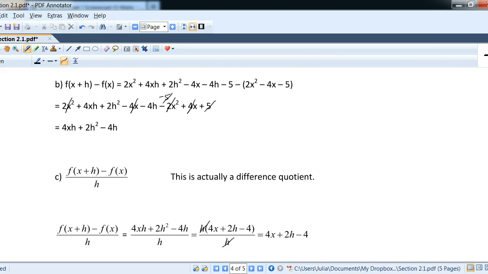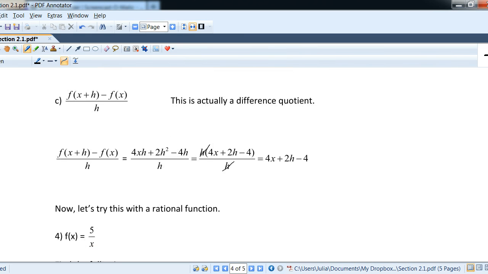How do we do this? Well, we've done the hard part. Notice how the top part is what we did in part B. And so I'm going to copy it right here: 4xh plus 2h squared minus 4h. And we basically divide by h, which the easiest way is probably to factor h out and cancel the top and the bottom. So we end up with 4x plus 2h minus 4. And what we've done is essentially the derivative, except the h will go to 0. So the h portion will go away. And we'll see how that plays out in the next chapter.